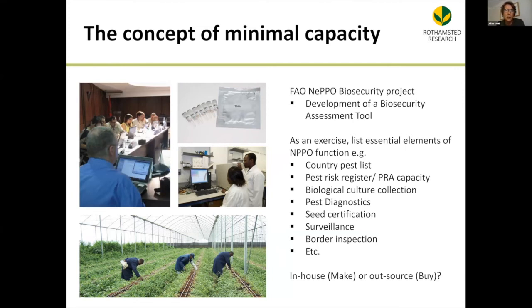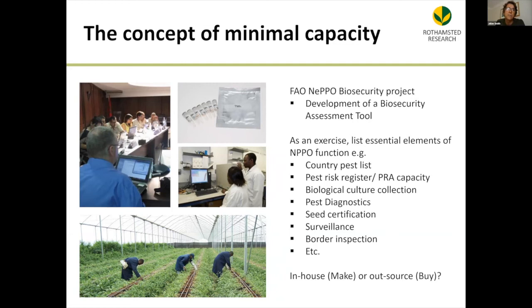So this is just a quick overview of some of the things that you might consider as your functions. You list them down and you think about to what extent you are able to do them or not, and how you might achieve that. So you can bring things in-house. You can have your own laboratory, your own PRA capability, your own databases, digital tools, etc. Or you can outsource some of these things, not all of them, but some of them you can outsource.